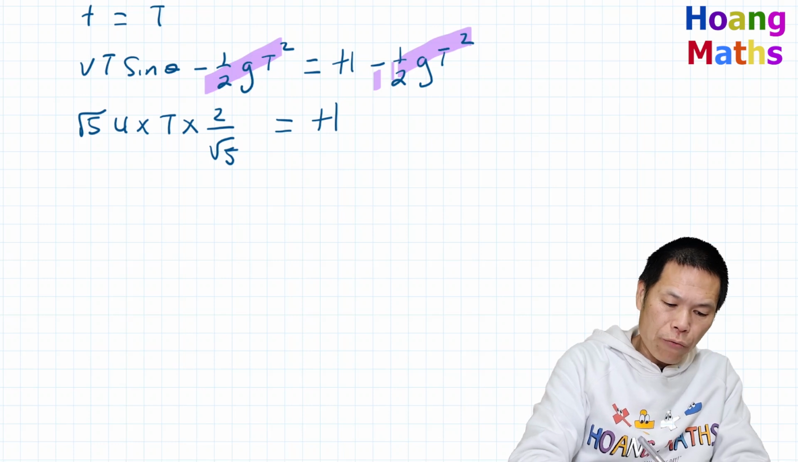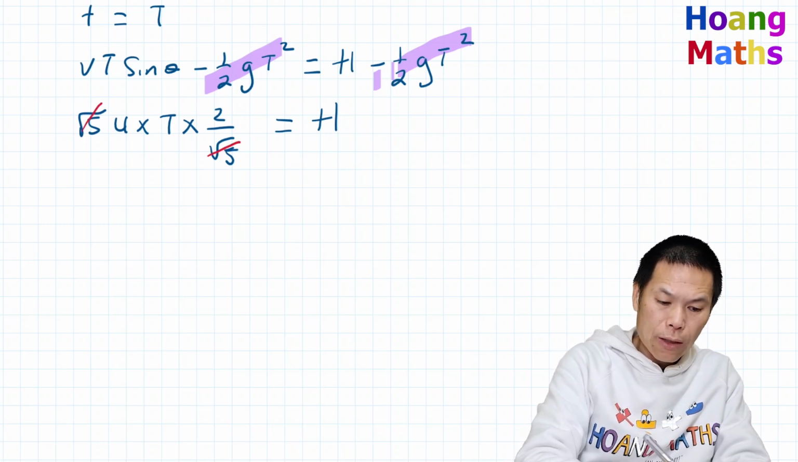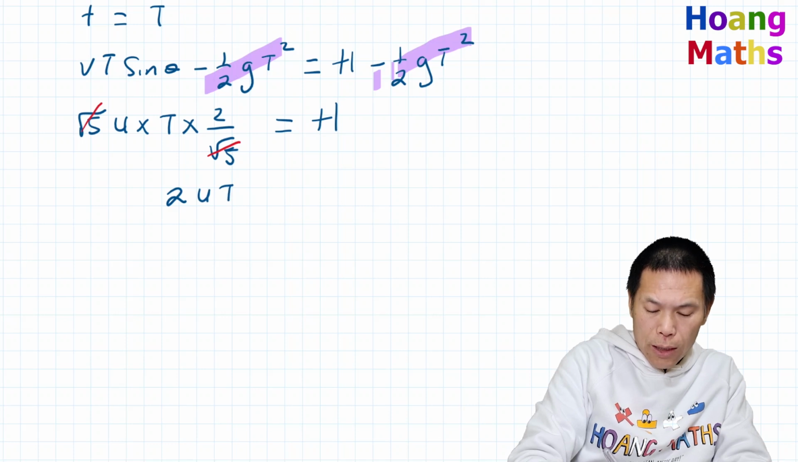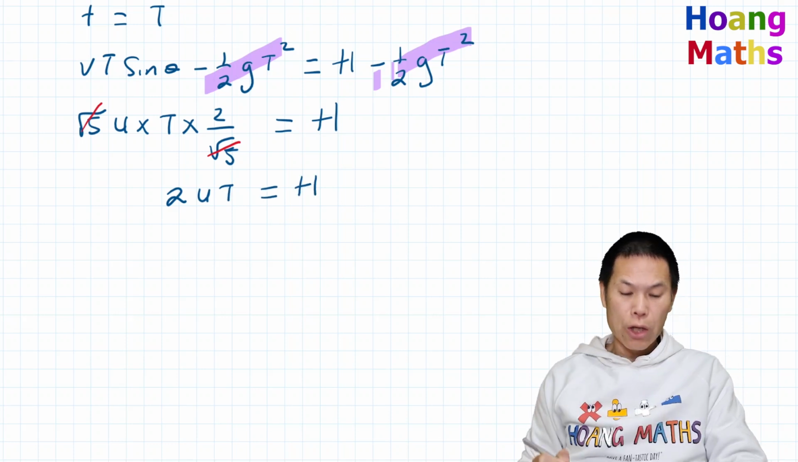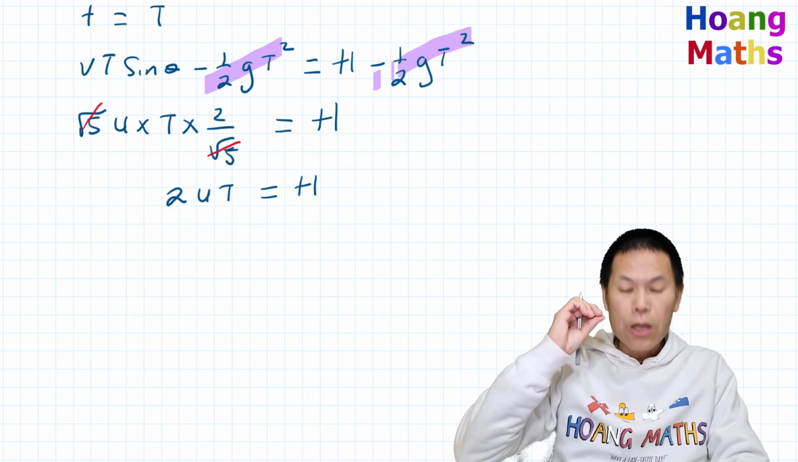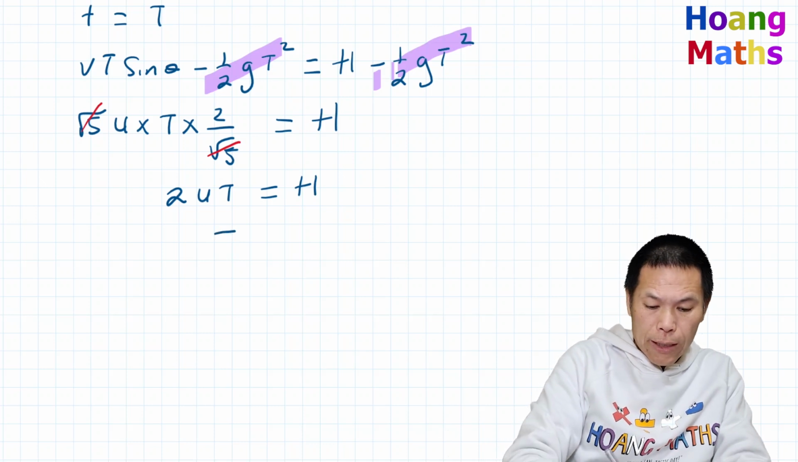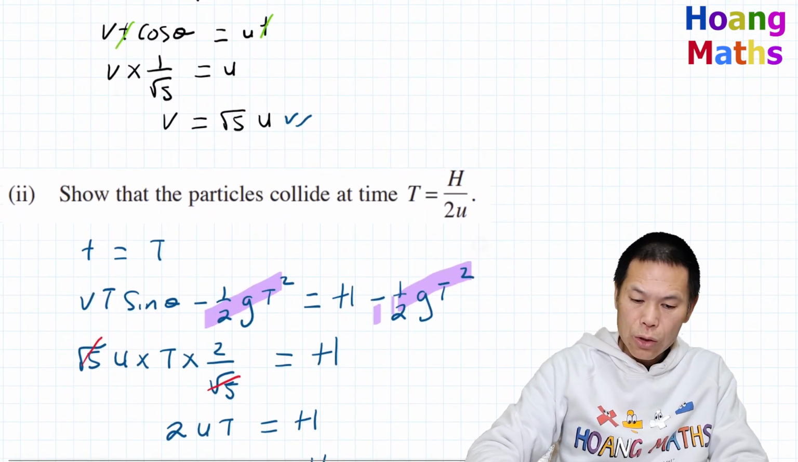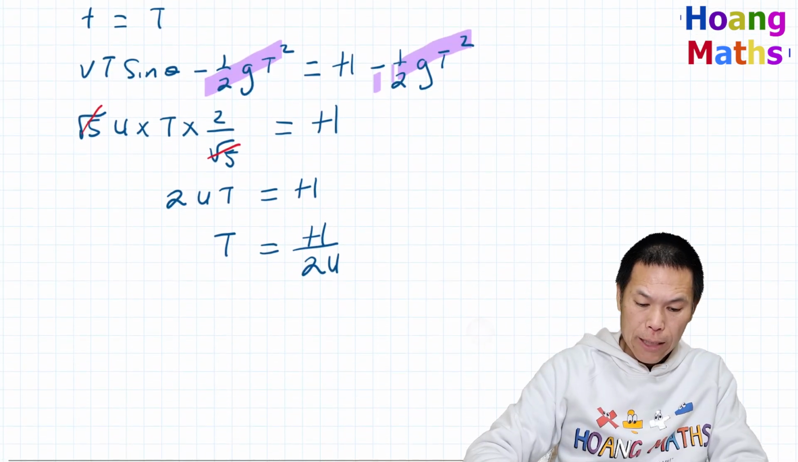Then we just simplify this. This cancels with this, so 2uT is equal to h. Therefore, if I divide by 2u, that means T equals h over 2u. So there you go. That is the answer.